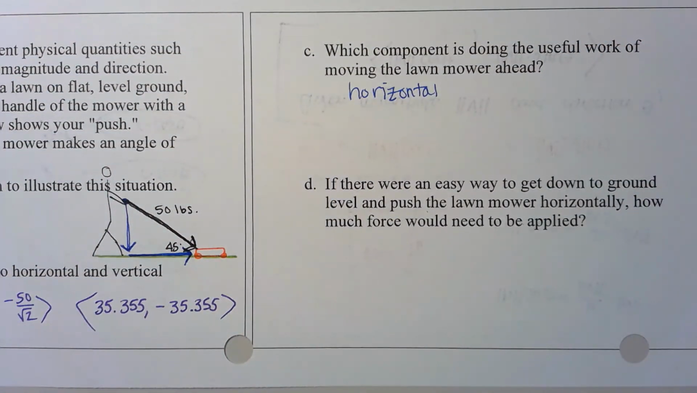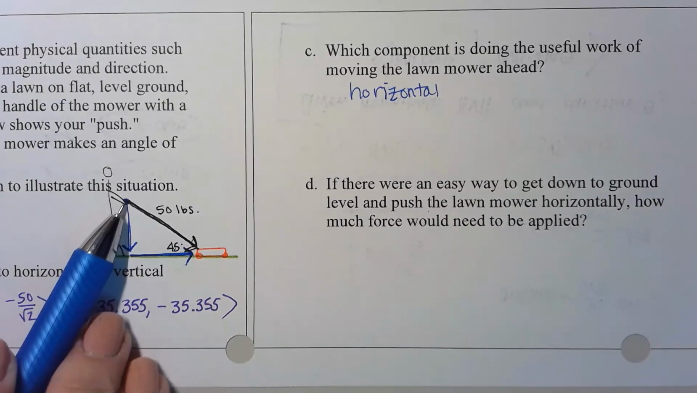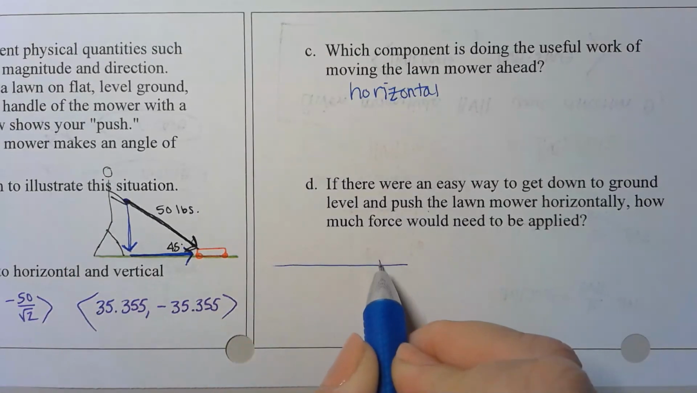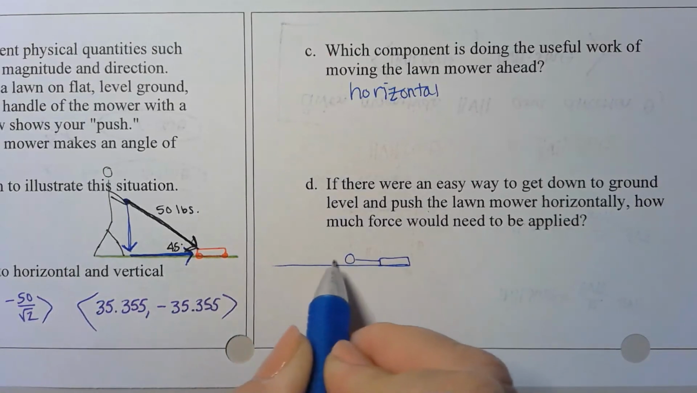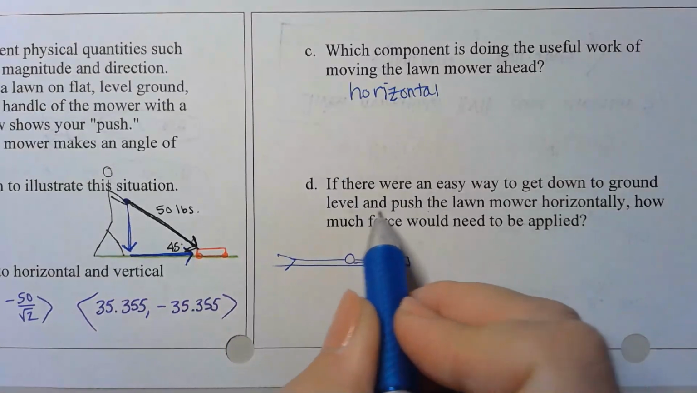So question D says, this is a funny question, if there was an easy way to get down to the ground level and push the lawnmower horizontally, thinking kind of like army crawling along the ground, how much force would need to be applied to continue moving the mower at the same rate? So again, with the handle, we were having to use a force of 50 pounds because part of that force was going down and part of it was going over. But if we could just get down on the ground and push the mower horizontally, how much force?